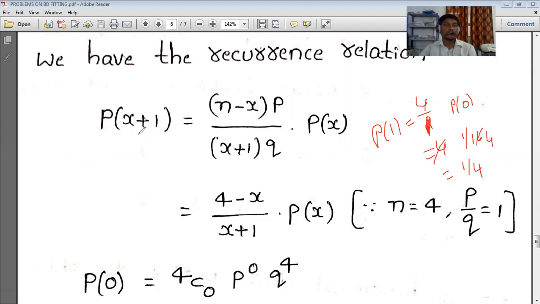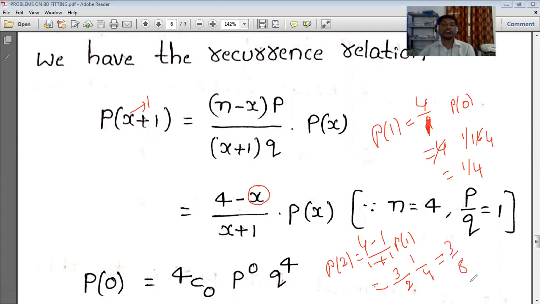Okay. Next, P(2) we require. For that, what do we have to substitute? In place of x as 1, so 1 plus 1 is 2. So P(2) is equal to 4 minus 1 by 1 plus 1, into P(1). So this is 3 by 2 into P(1). P(1) is how much? 1/4, right? So we get 3/(4 into 2), which is 3/8. So this is P(2).